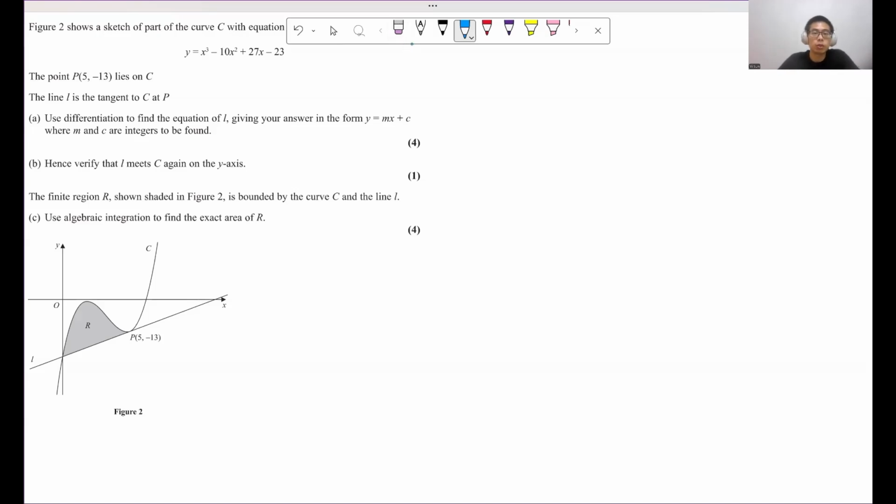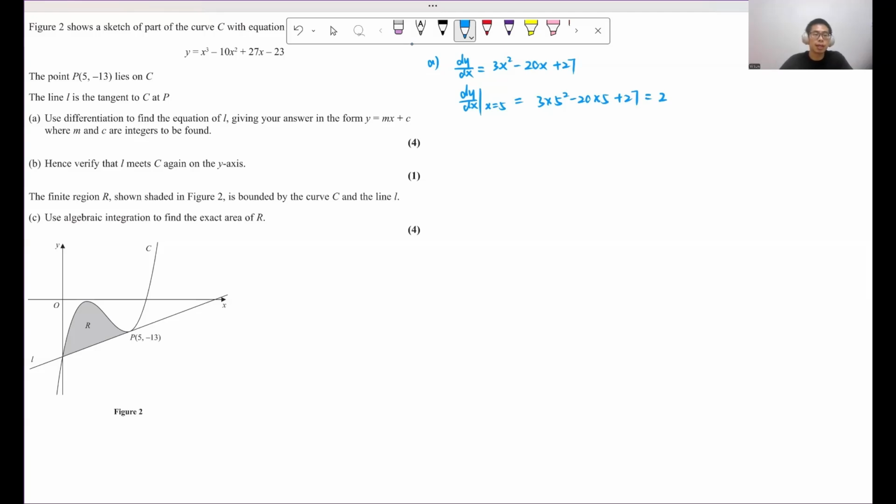To find the equation of the tangent, the first thing we need to do is differentiate. So dy/dx is equal to 3x squared minus 20x plus 27. To work out the gradient at point P, you just substitute the x value into the derivative, so x equals 5. Substituting in, 3 times 5 squared minus 20 times 5 plus 27. Putting that in the calculator, that's just equal to 2.